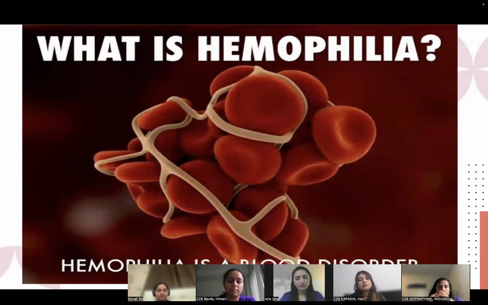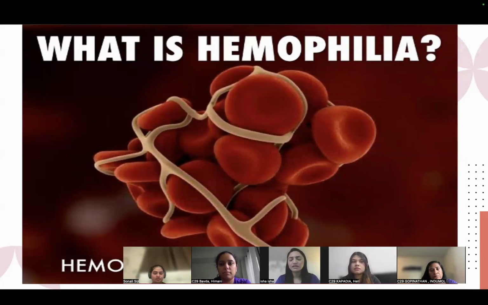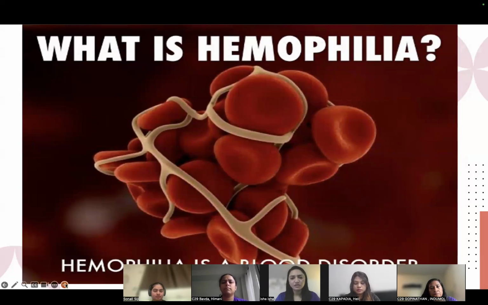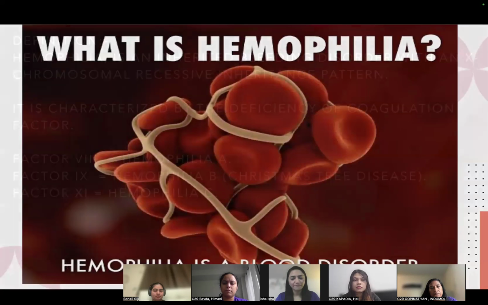So, what is hemophilia? Hemophilia is a blood disorder. Do you know how fast your blood clots after a minor cut? It does depend on the clotting factors and the calcium levels, but normally it clots in minutes. Normally, it clots in 2 to 8 minutes, but it doesn't happen in case you have hemophilia.